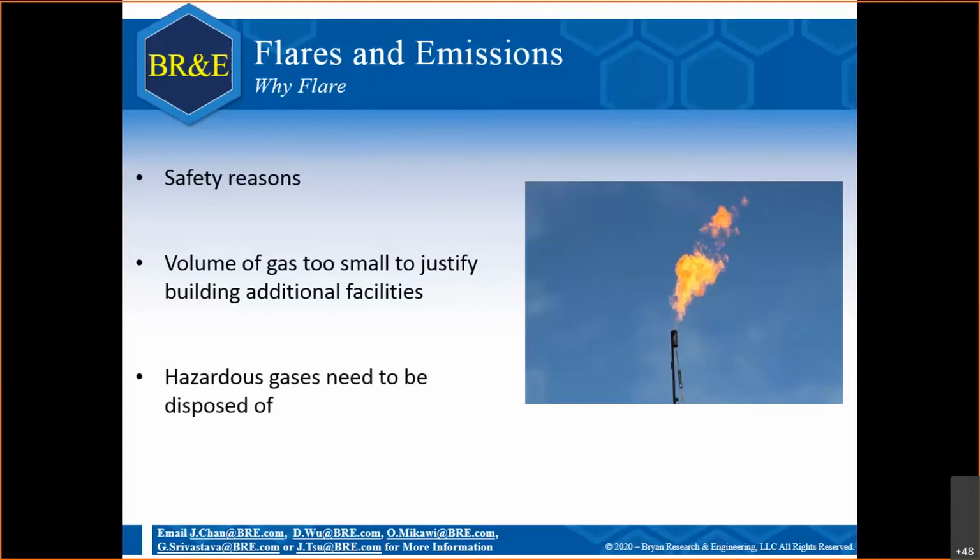And lastly, toxic gases such as H2S need to be incinerated. They can't simply be released into the environment. What this does is convert your harmful H2S into less toxic compounds. However, if your H2S is present in very high amounts, usually an SRU is needed to process and convert the H2S into elemental sulfur, and the remaining H2S in the tail gas will then be sent to the incinerator.